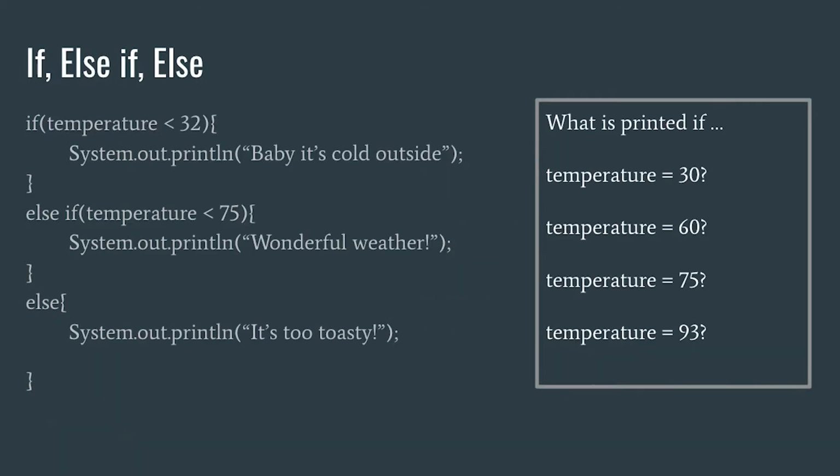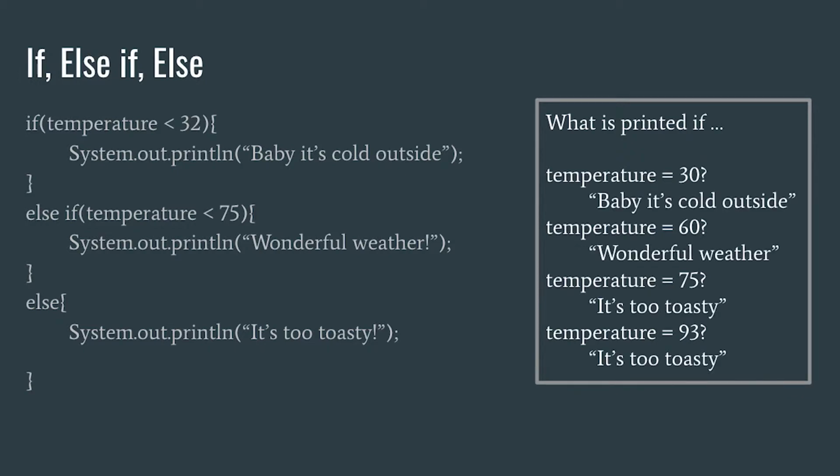Here's another example of an if-else statement, and some questions. What would we print if the temperature was these different values on the right? So pause the video and write down what you think would be printed out by this code for these given values of temperature.